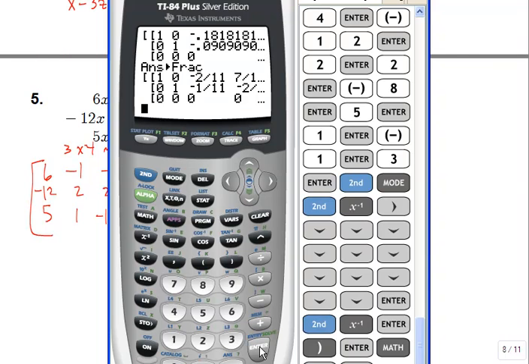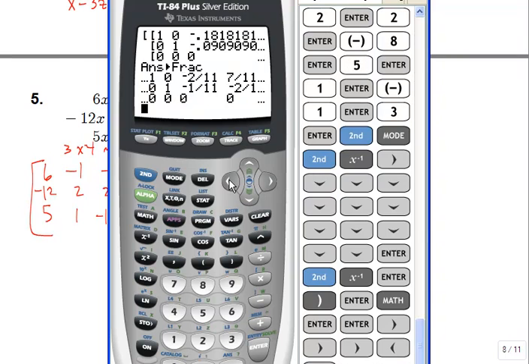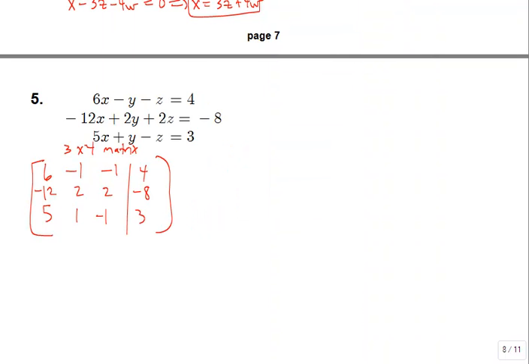1, 1, 0 along that bottom row, -2 11ths, 7 11ths, and if you arrow over to the right, you can see the rest of those elements if they go off of your screen. So just hit your left or your right arrow to see all of those entries. So let me copy this matrix down on our notes, and then we'll evaluate what it's telling us. So just a little note here, you can use that frac command if needed.